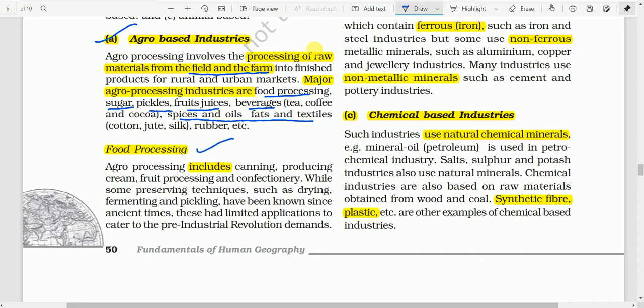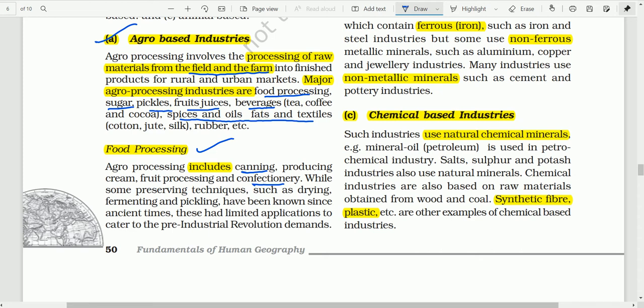Next, we have food processing. Food processing includes canning, that is, storing of food in cans, and then producing creams, fruit processing, and confectionery, making of sweets, eatable items.